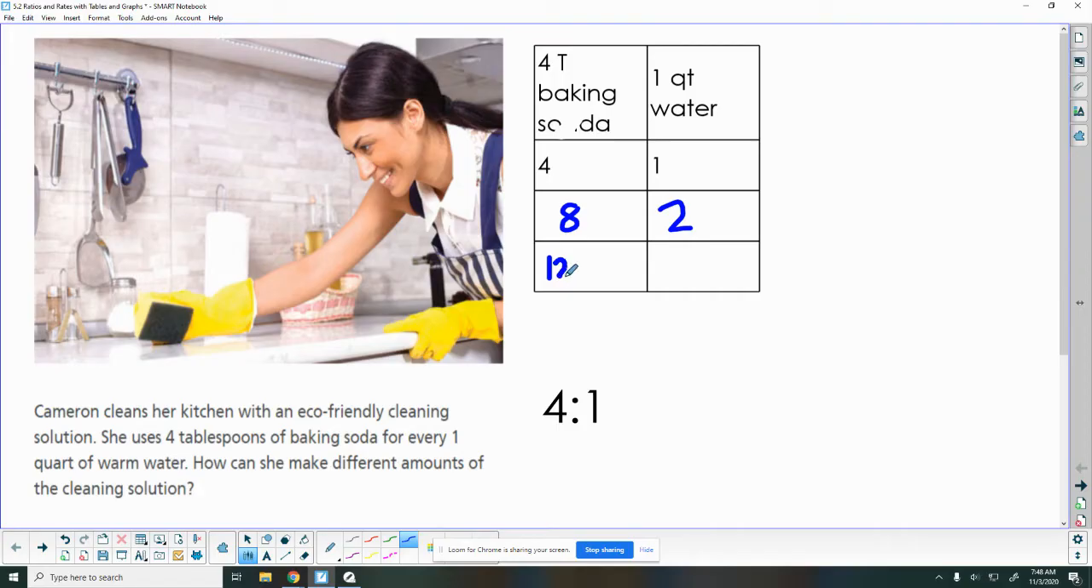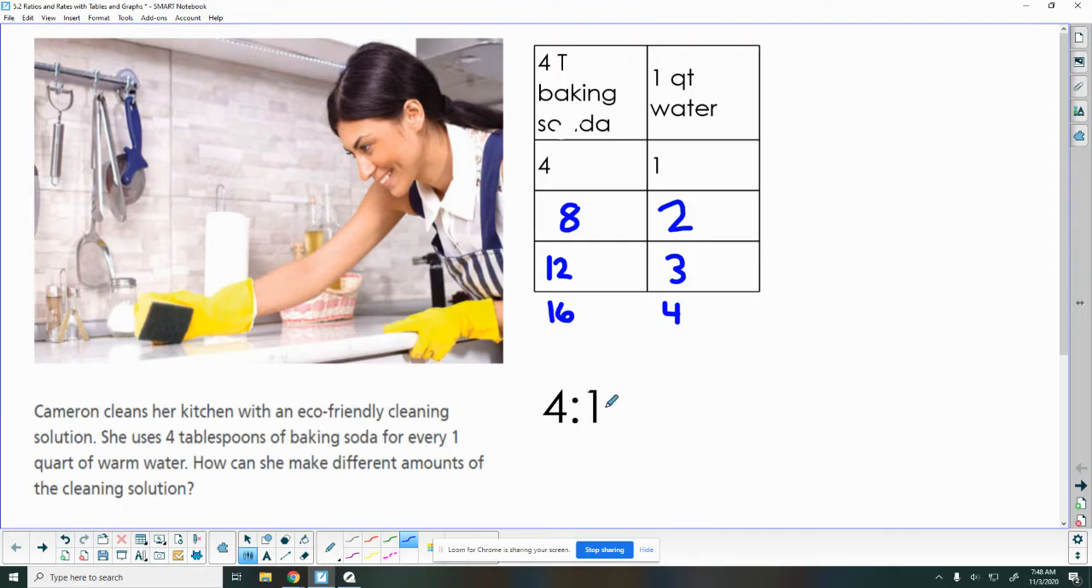And just like fractions and equations, whatever you do to one side, you do the same thing to the other. So 1 times 3 is 3. And I could keep going. I could do 4 times 4 is 16. 1 times 4 is 4. And all of these, when I simplify them, simplify to 4 and 1. So that's one way, is you could use a table.